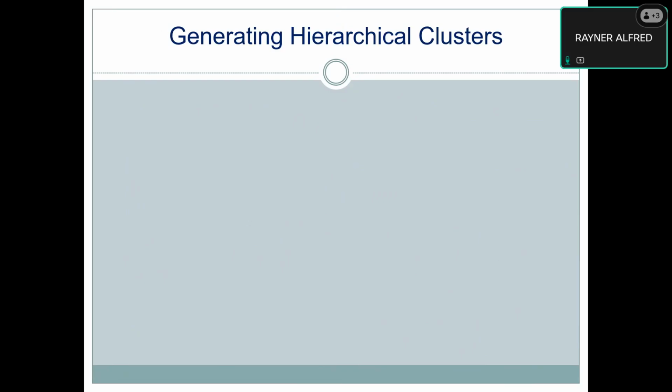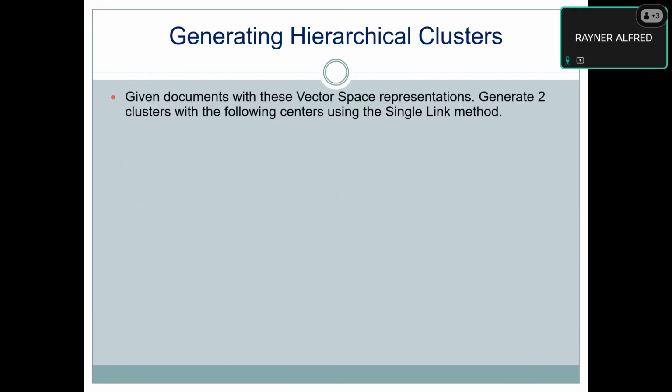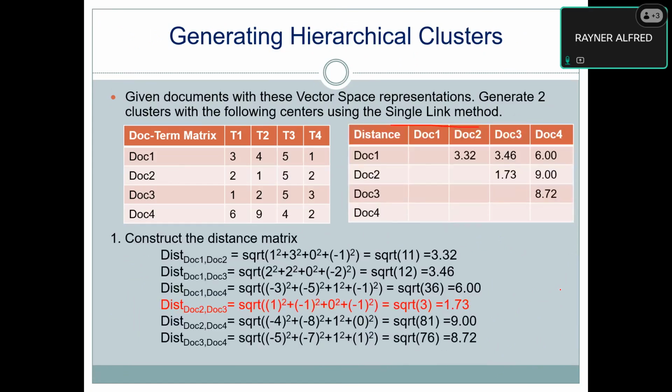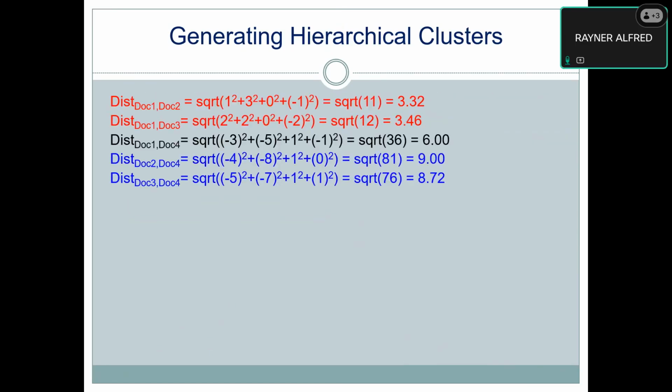Okay, so that is based on the distance between the centroids. So what if we repeat this? We say generate 2 clusters with the following centers using single link, which means the minimum. Okay, so for example, at the beginning, the distance between the clusters will be just the distance between the documents. One document is considered as one cluster, so there is no other document in that particular cluster. So we just use this one, okay? So we combine 2 and 3. Okay, then we have this one again.